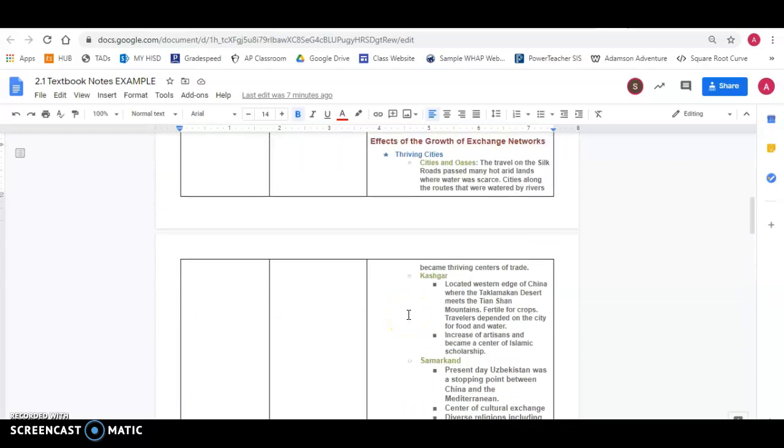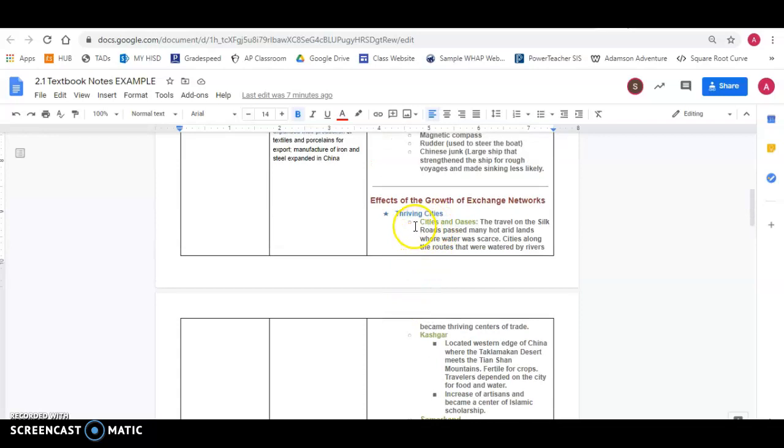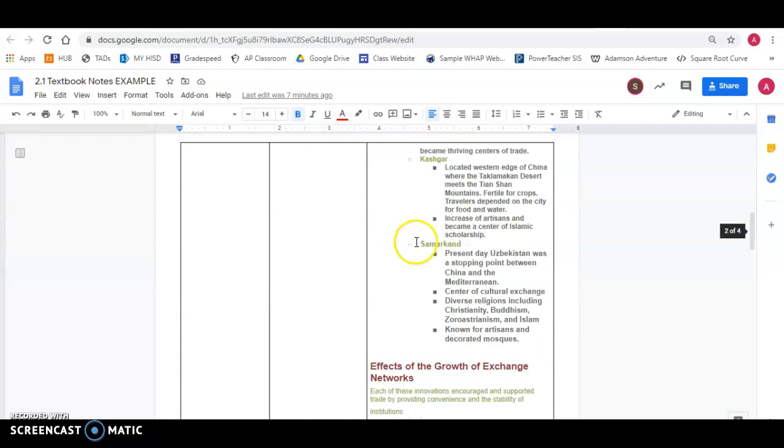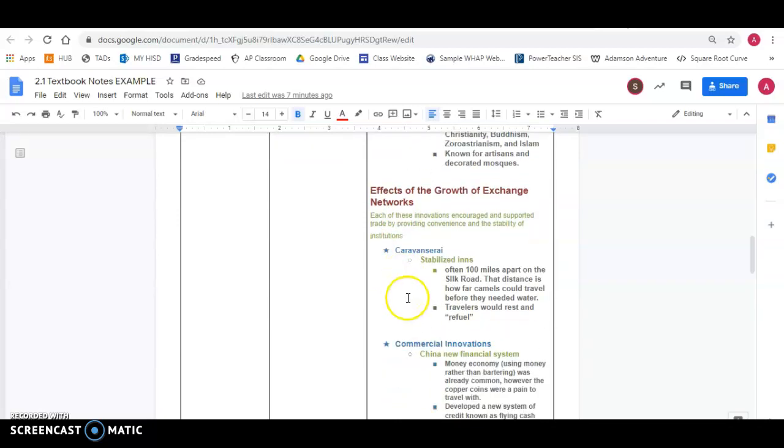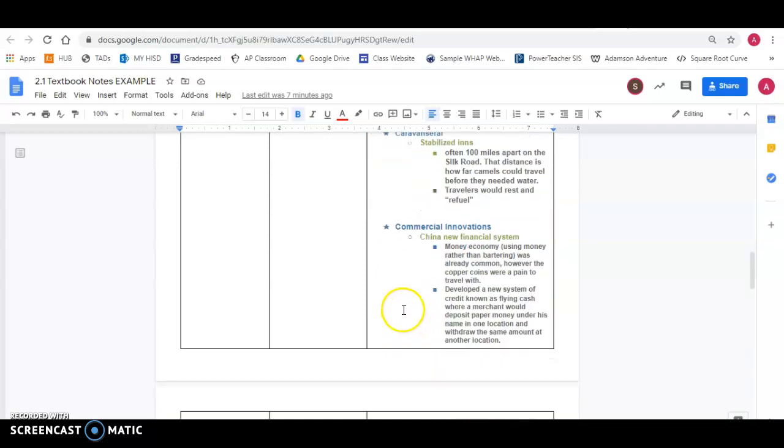So those are going to be our effects. So going back to thriving cities, here I kind of explain why there were thriving cities. Then I list the 2 thriving cities and I describe them. For this one, I explain what it is, stabilized ends, and then I kind of go in detail.